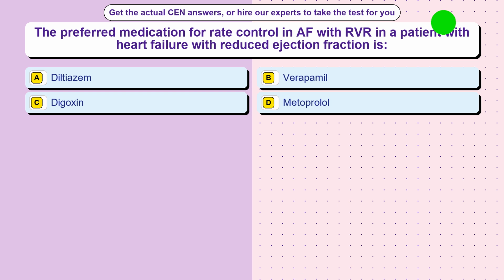Question 63. The preferred medication for rate control in AF with RVR in a patient with heart failure with reduced ejection fraction is: Option A, diltiazem. Option B, verapamil. Option C, digoxin. Option D, metoprolol.